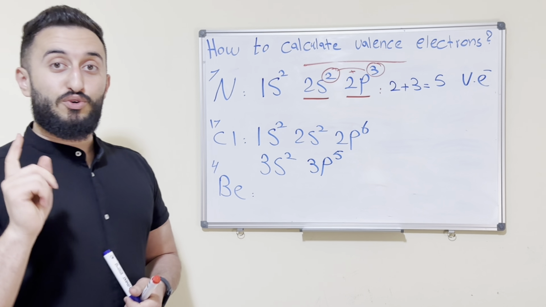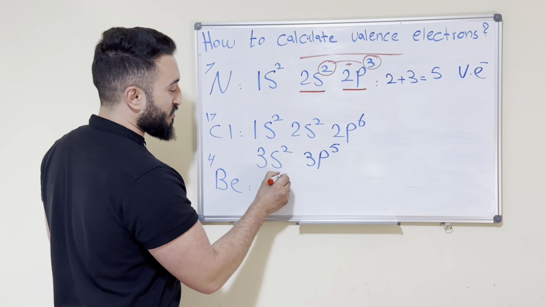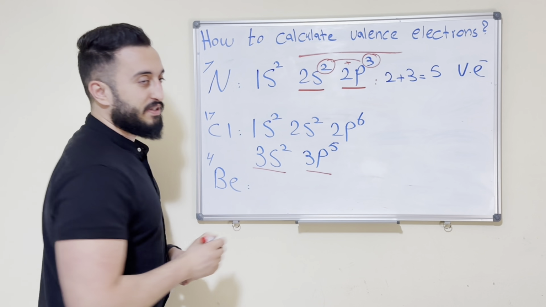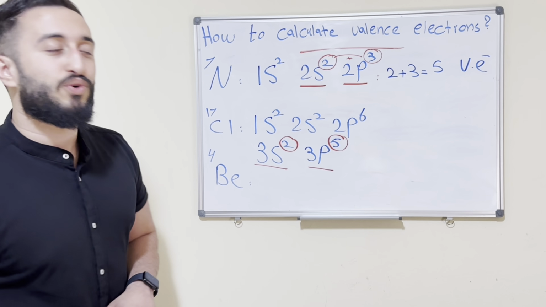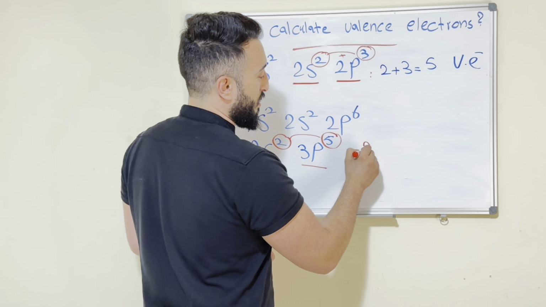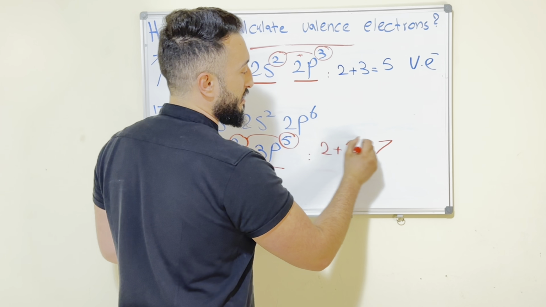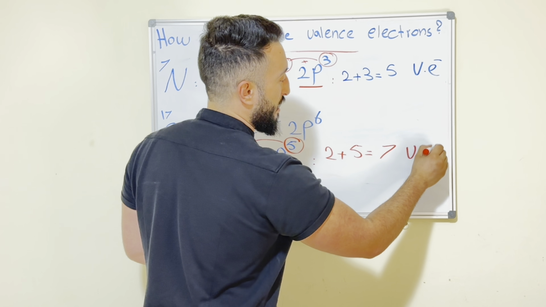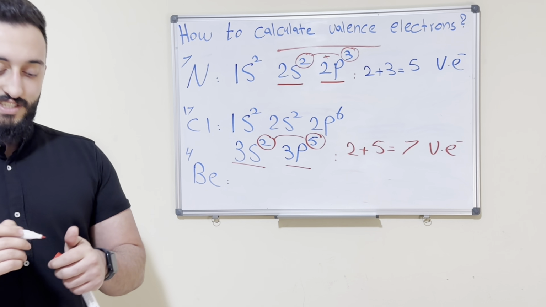And now let's calculate how many valence electrons we have. So 3s2 and 3p5. Because they are in the same energy level, we are going to add them together. So 2 plus 5 equals 7 valence electrons. And these are the valence electrons of chlorine 17.